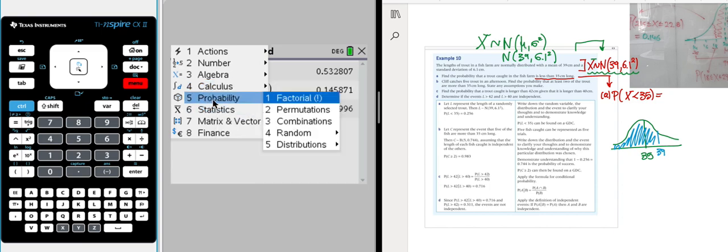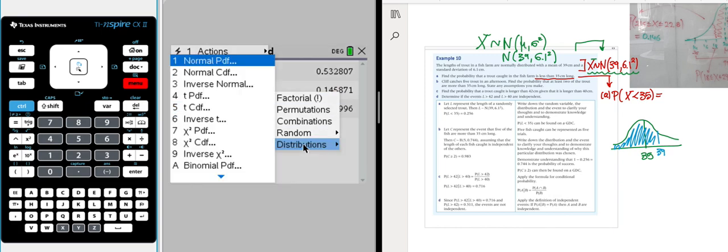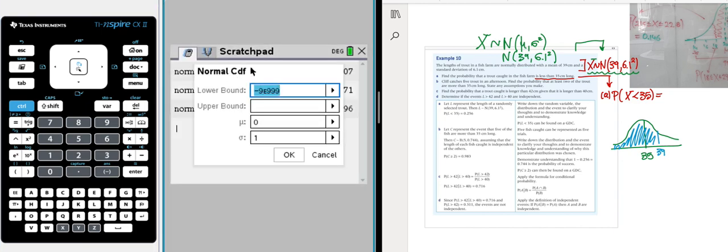then you go into the probability, and then we go into distributions number 5, and then we want number 2, the normal CDF, which is the cumulative. That means it's going to start from a very, very small number all the way up to 39. Now, by default, the calculator has the lower boundary to be minus 9 times 10 to the power of 9999, essentially to represent infinity. You can keep this number, or you can replace that number with a negative and then any big number.